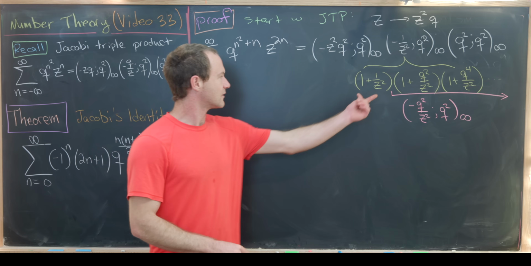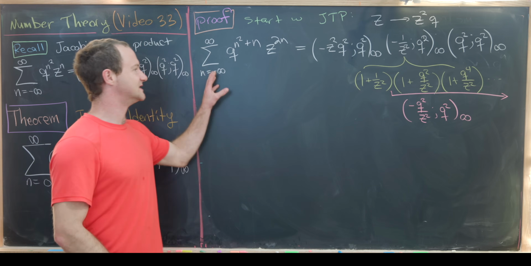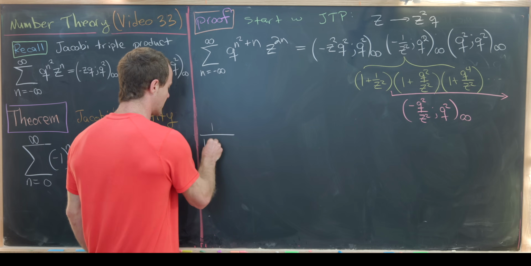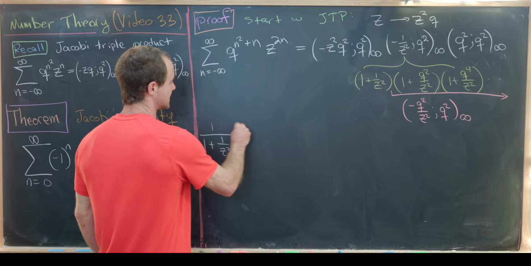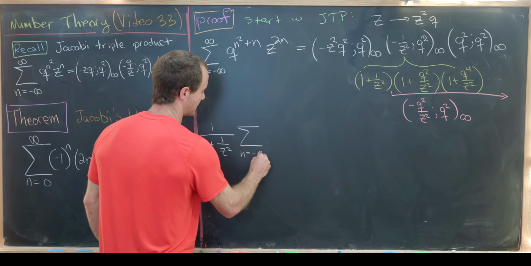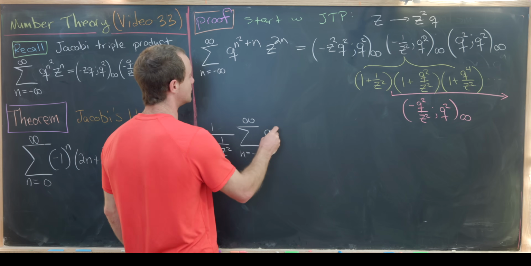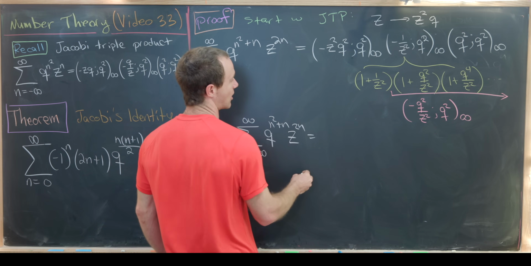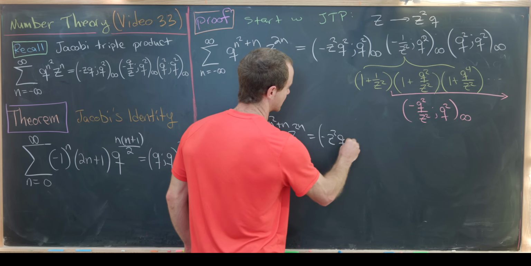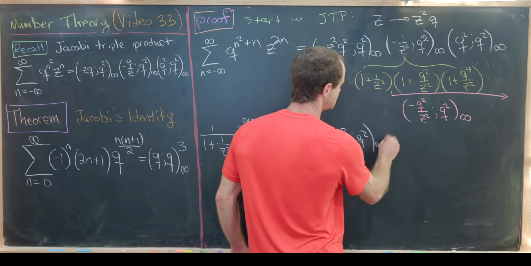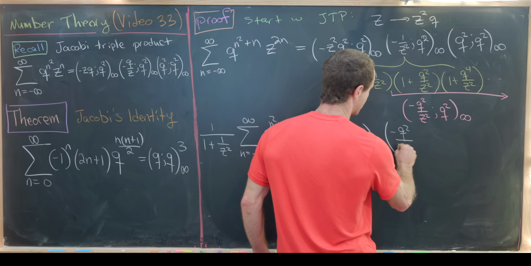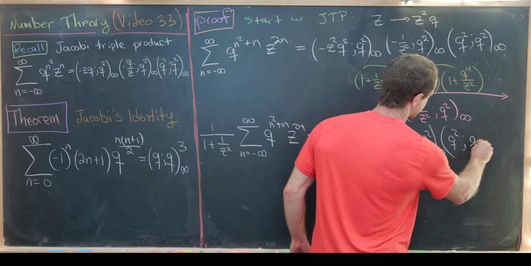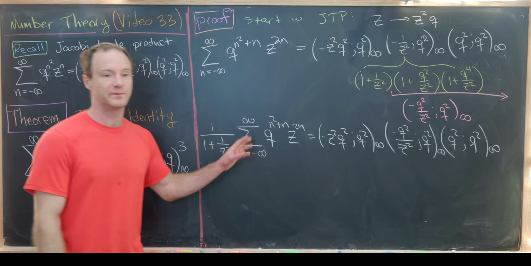But how can we get rid of this 1 plus 1 over z squared? Well, we'll just divide it to the other side of the equation. So that'll leave us with 1 over 1 plus 1 over z squared times this sum as n goes from minus infinity to infinity of q to the n squared plus n, z to the 2n. And then over here on the right, we'll have minus z squared q squared, and then minus q squared over z squared, q squared, and then q squared, infinity. Great, so we have built that.